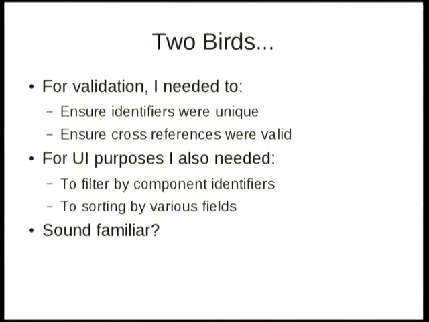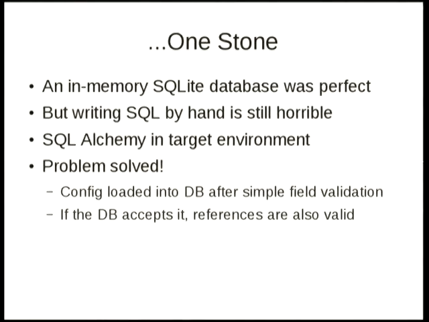Now, there was another problem that I needed to solve at this point, which was, for the UI, I needed to be able to filter by the IDs, and I needed to sort by a bunch of different fields in the config file. So this was sounding very familiar. And sure enough, relational database. The problem I had was the problem relational databases try to solve. Writing SQL by hand is still painful, and SQLAlchemy was already in the environment I was deploying to. So that was basically my solution: I'd read the config file in, run it through the basic validator, and then throw it at the database. If it stuck, cool.